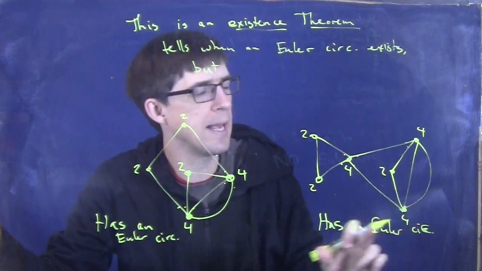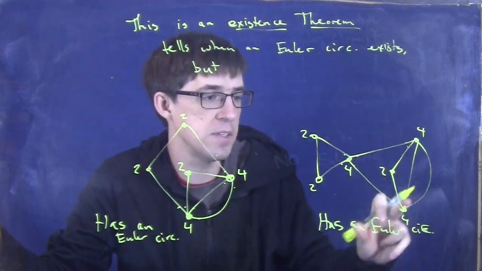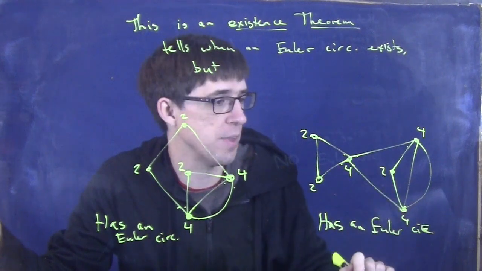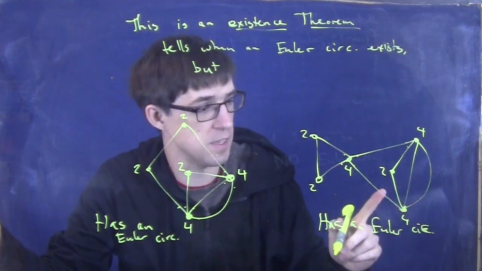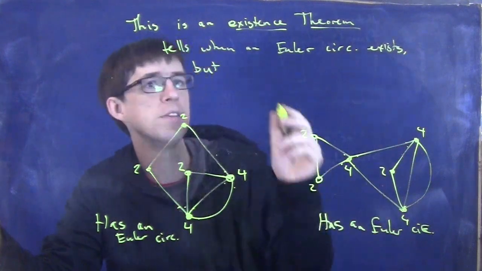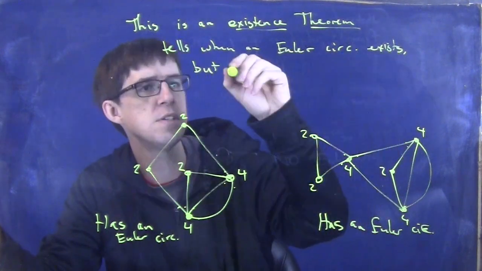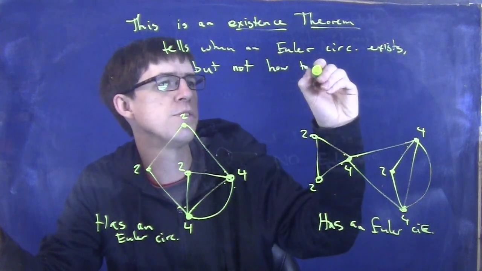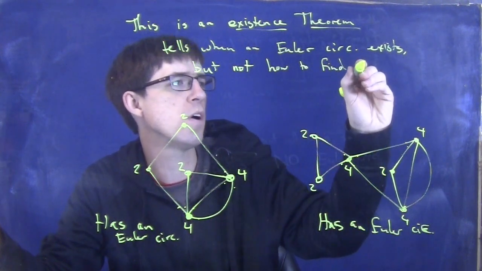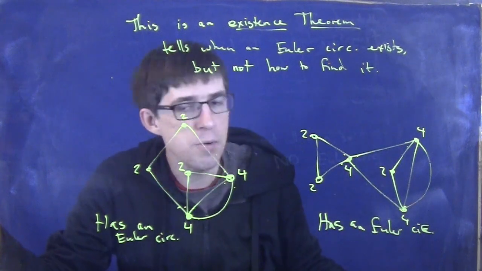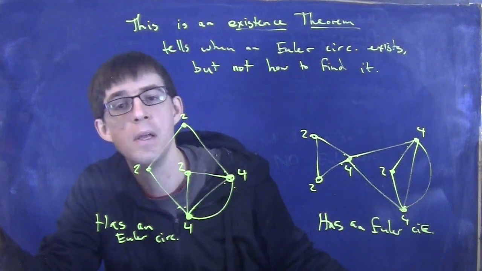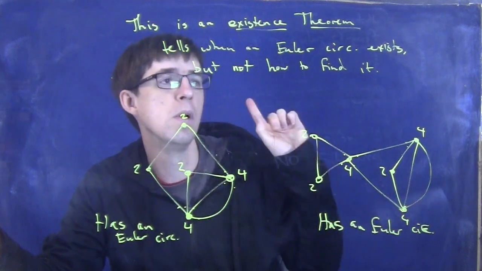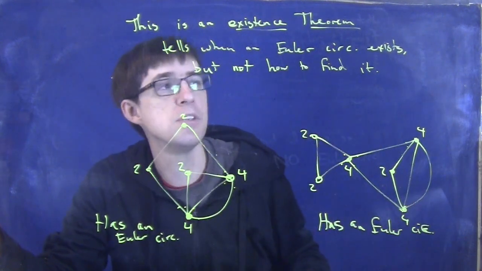Like, where can you actually show me what the Euler circuit is in here? You probably could, but actually the theorem doesn't give you any clues about that. It just says, yes, it does exist, and it's up to you to figure out where it is. So it tells when an Euler circuit exists, but not how to find it. So this is a separate issue that actually we're going to talk about next time. How do you actually find the Euler circuit? Even if you know it exists, that doesn't tell you where it is. So that's a separate issue to discuss.